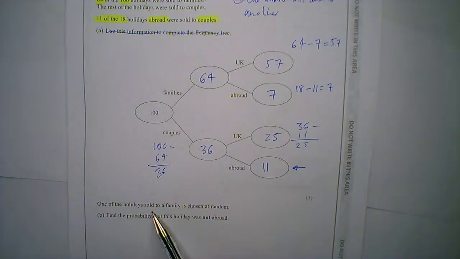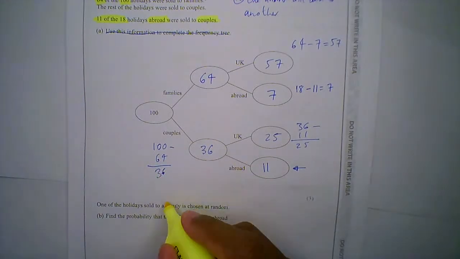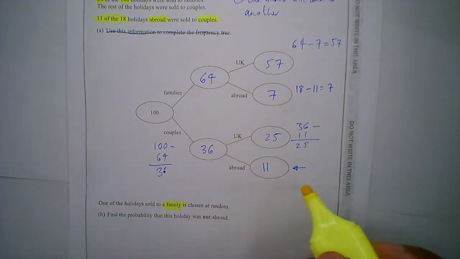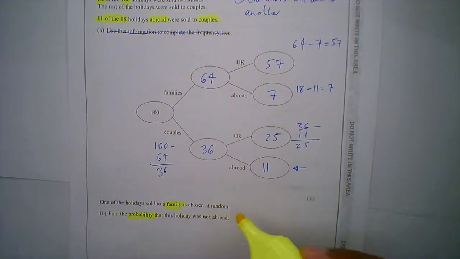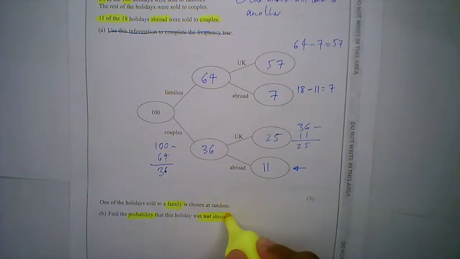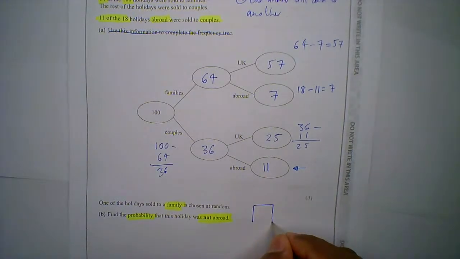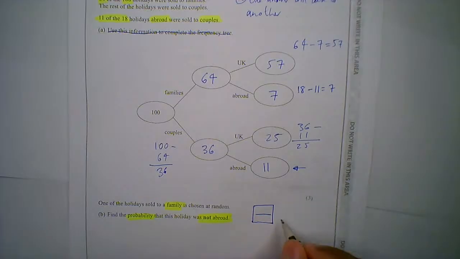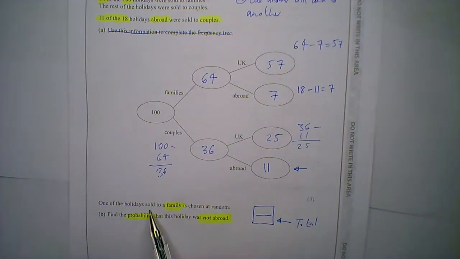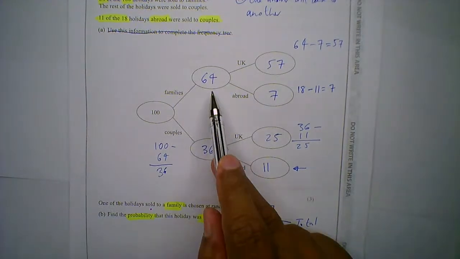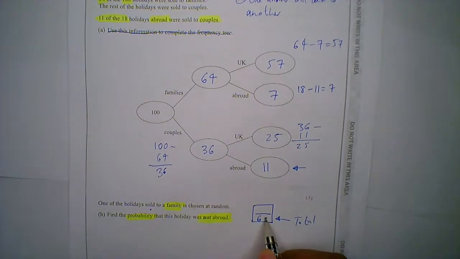One of the holidays sold to a family is chosen at random. So we're looking at one of the holidays sold to a family. Find the probability that this holiday was not abroad. Okay, because it's probability, we have two parts again. Our denominator is our total, but we have to be a bit careful on this one. We're looking at family. So family is 64. So 64 goes to the bottom.